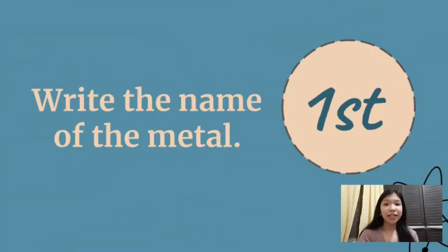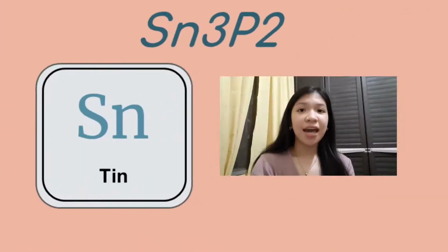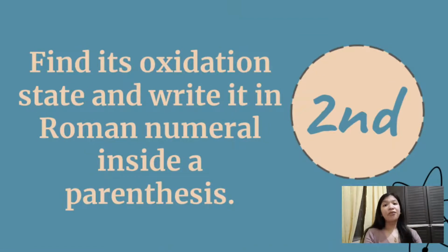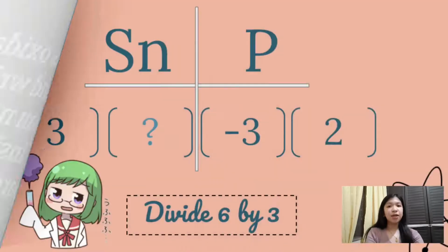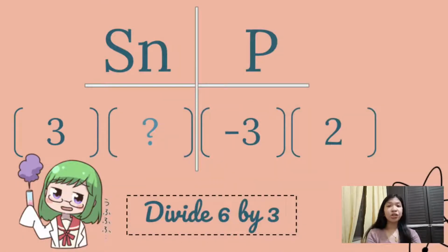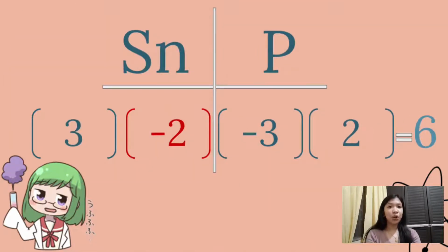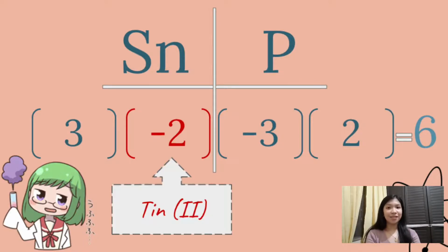Step 1. Write the name of the metal. In our case, Sn represents tin. Very basic, right? Step 2. Find its oxidation state and write it in Roman numerals inside a parenthesis. In our example, phosphorus has a charge of 3 negative, and there must be 2 of them. If you multiply the two numbers, you would get 6. Well, there are 3 tin in this compound. Think of a number that, if you multiply it to the charge of the metal, will balance out the non-metal. In our case, 2 would do. Therefore, you have to write it like this.